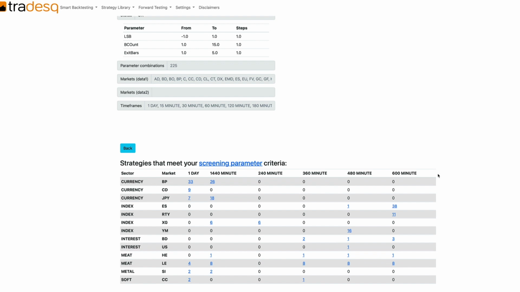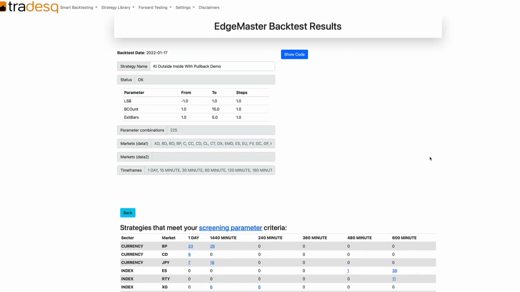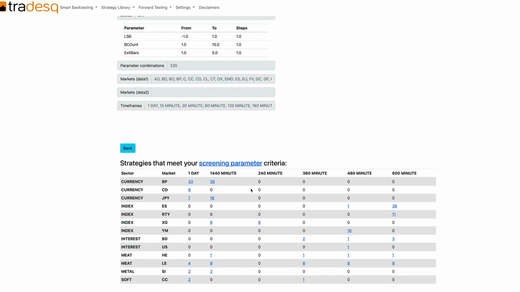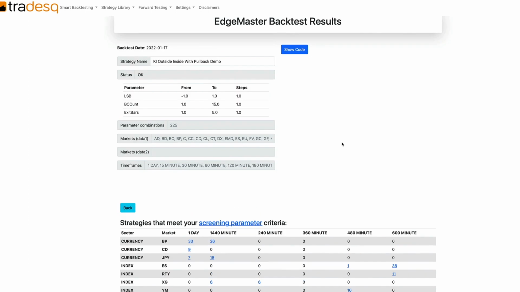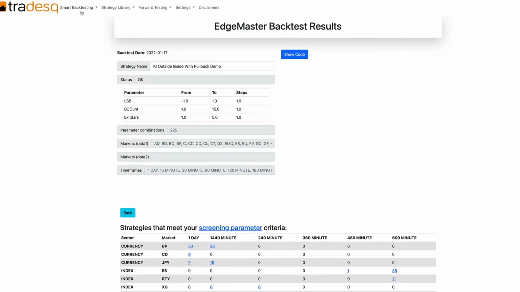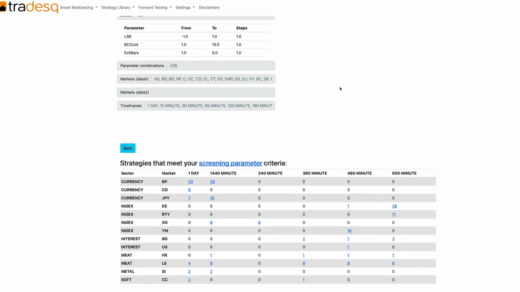All right, so I think that's a pretty good overview of smart backtesting and using the EdgeMaster backtest. So that's the power of the smart backtesting. You can see how powerful this is by taking some of your trading ideas, running them through, and using the EdgeMaster backtest results to help narrow down potential trading systems on different markets and on different time frames.